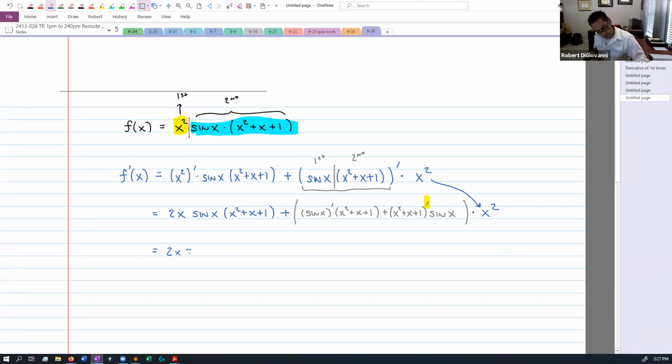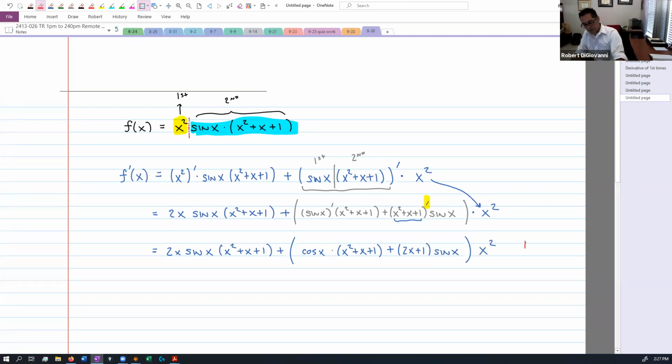So 2x sine x times x squared plus x plus 1 plus, I'm going to keep this in parentheses. Derivative of sine x is cosine x times x squared plus x plus 1 plus now the derivative of this piece here, which is 2x plus 1. That's the derivative of x squared plus x plus 1, right? 2x, derivative of x is 1, derivative of 1 is 0. And then I still have sine x, but all of that still has an x squared out here.